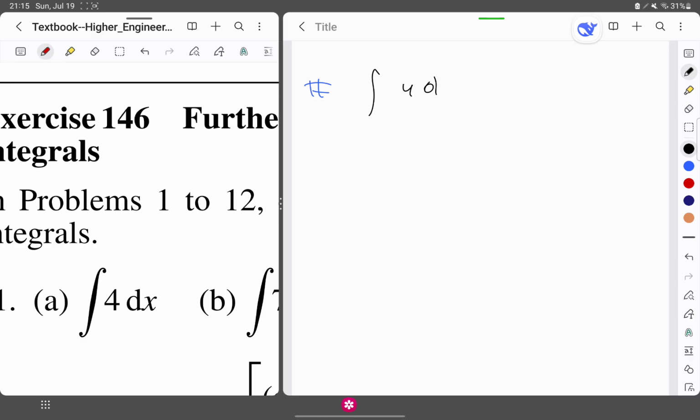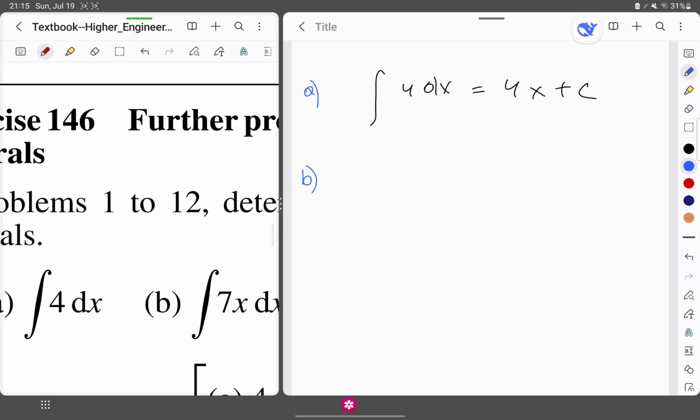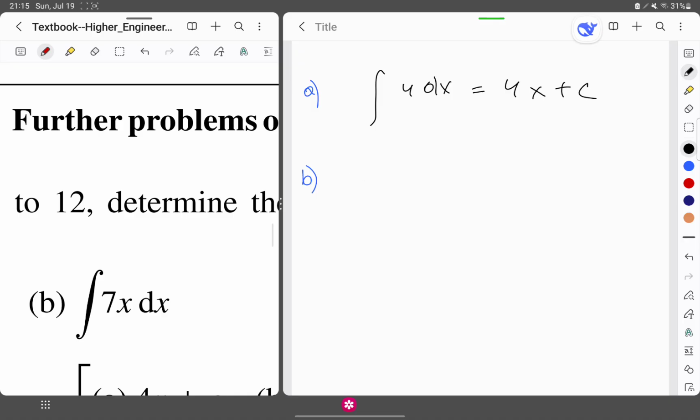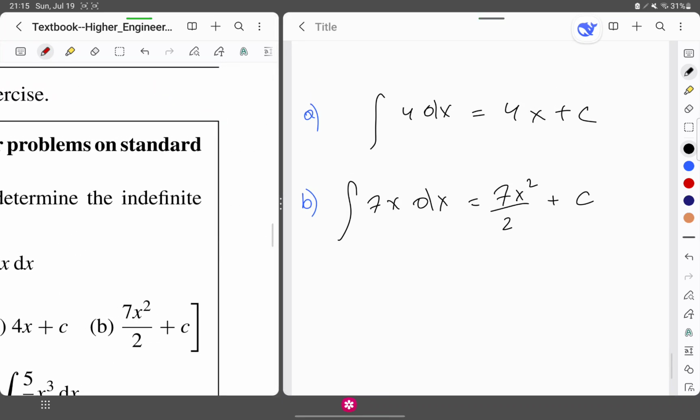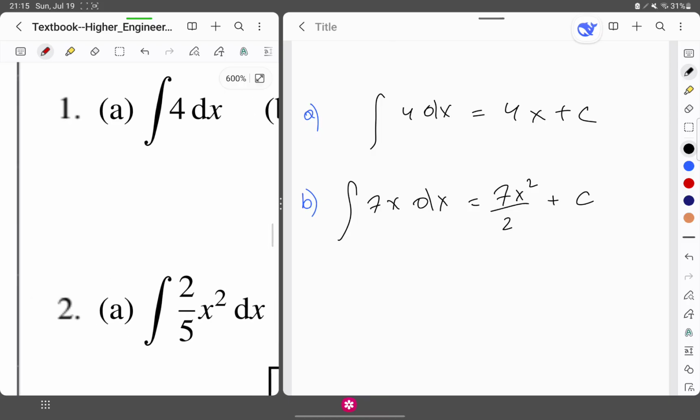The integral of 4 dx. It will be 4x plus c for a. What about b? 7x, the integral of it, pardon me. So it will be 7 over 2 x squared plus c. Is that true? For b, 7 over 2. Yes, exactly. What about this one?